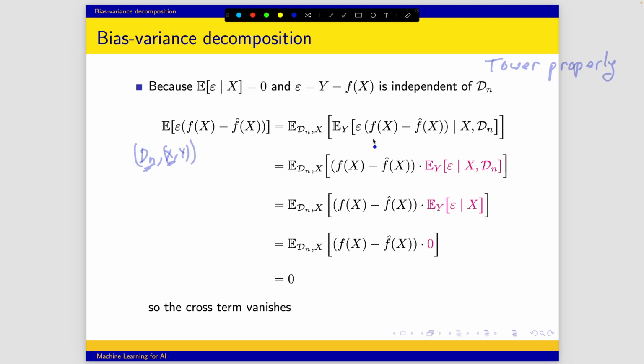Of epsilon given x and the training sample. But epsilon is independent of the training sample. So going from here to here, all I've done is get rid of this training sample conditioning, because epsilon doesn't depend on that. It's independent of that. It depends only on x, right? But this is 0 by our assumption. And so what we get is the expected value of 0, which is, of course, just 0.